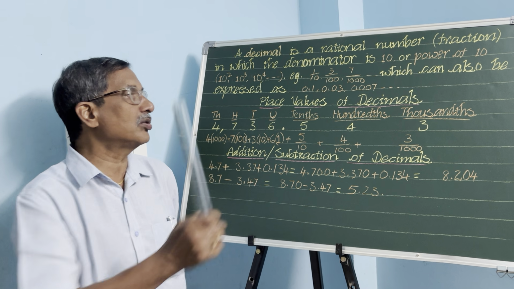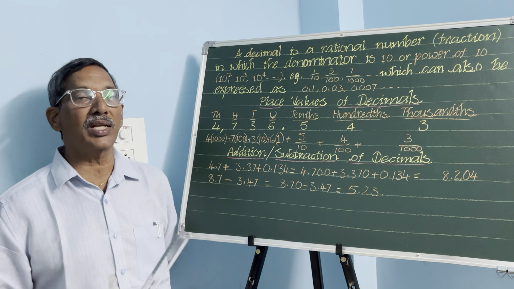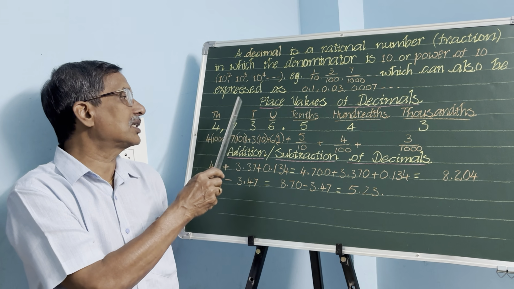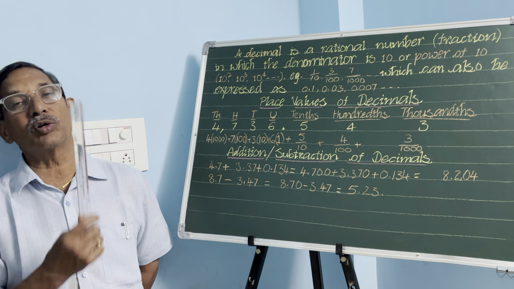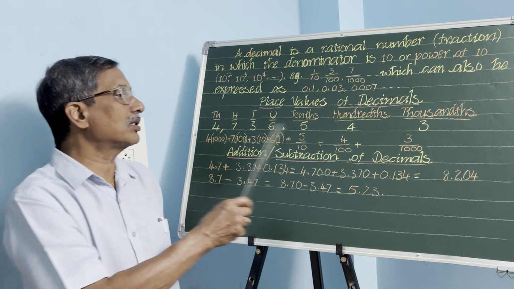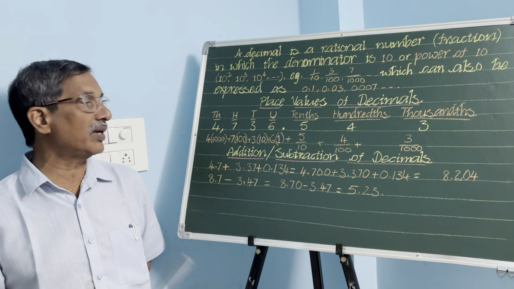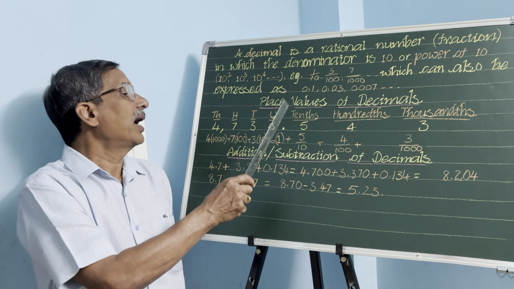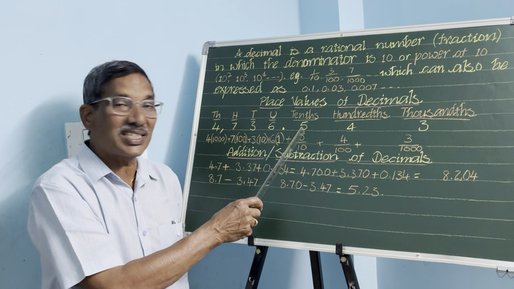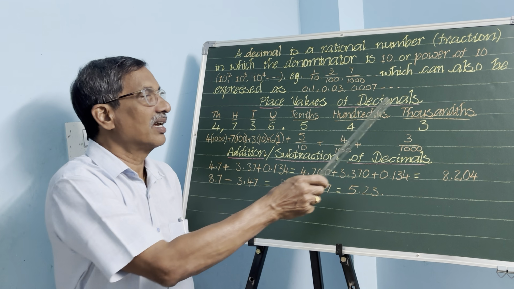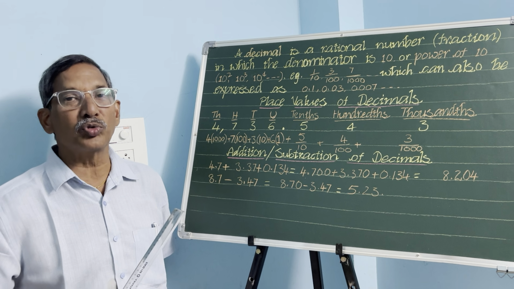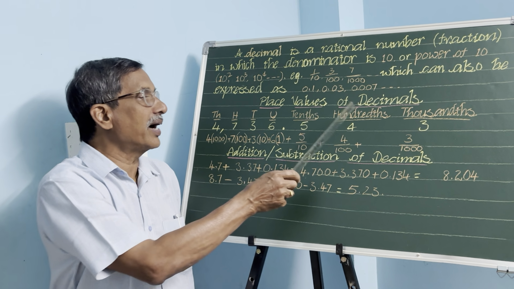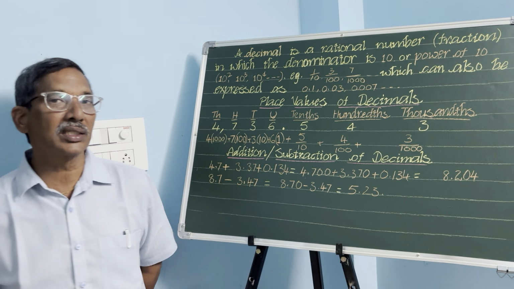Okay friends, place values of decimals. We know the place values of whole numbers: units, tens, hundreds, thousands, 10,000s, etc. When we include decimals in the place values, we can write like this: thousands, hundreds, tens, units. And then beyond units we have tenths, hundredths, and thousandths. That means it is the 1/10 part, the 100th part, and the 1000th part.